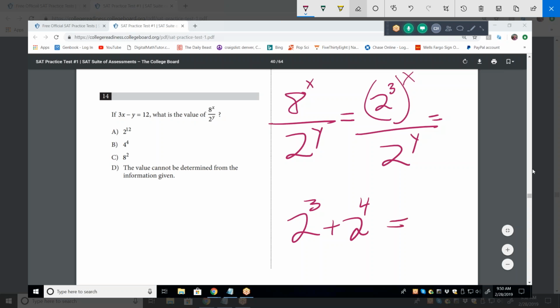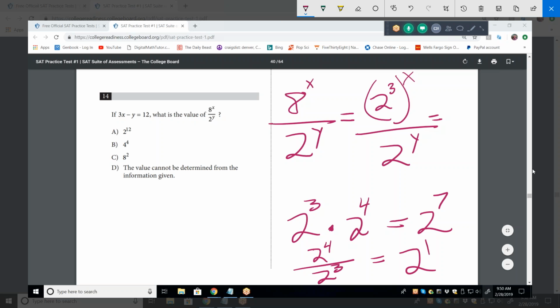Now, excuse me, I made a horrible mistake there. Only when multiplying, not when adding. If I multiply 2 to the 3rd times 2 to the 4th, what's it equal to? 2 to the what? 7th. Okay. When I take 2 to the 4th and divide it by 2 to the 3rd, what's that equal to? 2 to the what? First.